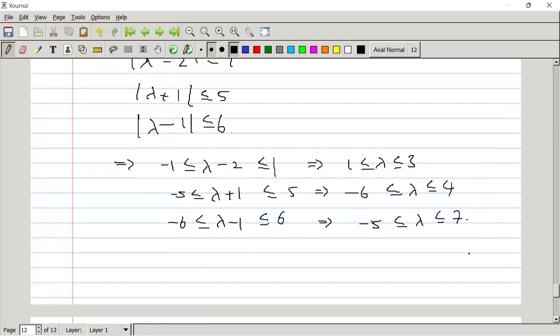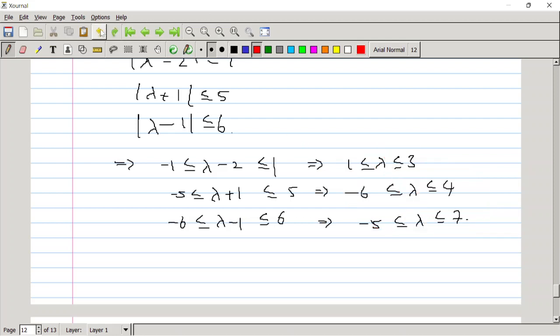So from among these three, we will get the upper bound for lambda. By these three right side inequalities, we can say lambda has to be less than or equal to 7. And similarly, by these three left side inequalities, we can say minus 6 has to be less than or equal to lambda.